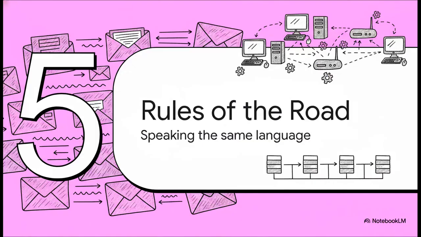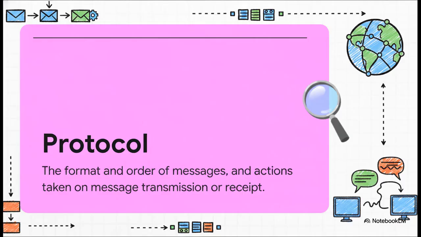This whole system is pretty incredible. But it only works if every single computer and router on the entire internet agrees on what those envelopes look like and how to read them. They all have to be on the same page. They need a shared set of rules. And that's exactly where protocols come in. A protocol is simply the official rulebook. It defines everything: the exact format of a message, the order that messages are allowed to be sent, and exactly what to do when a message arrives. It's the shared language of the internet.